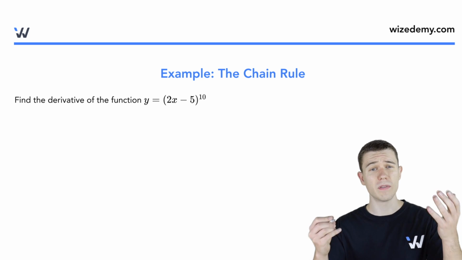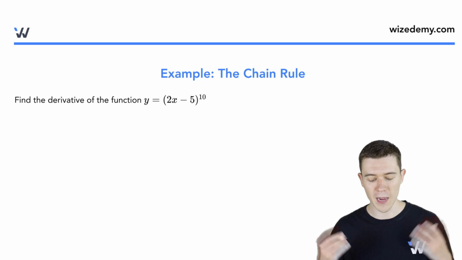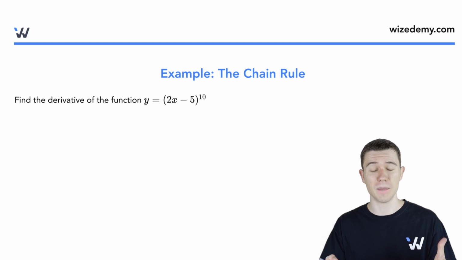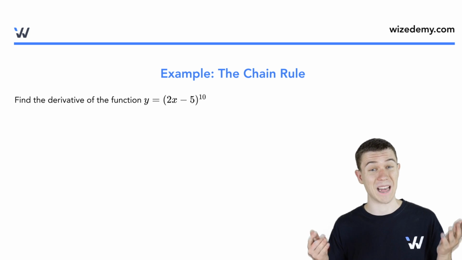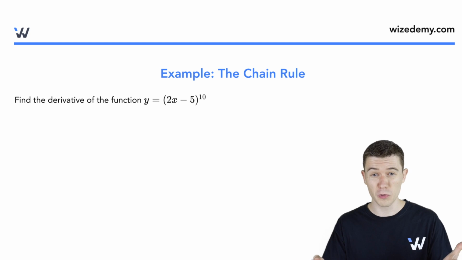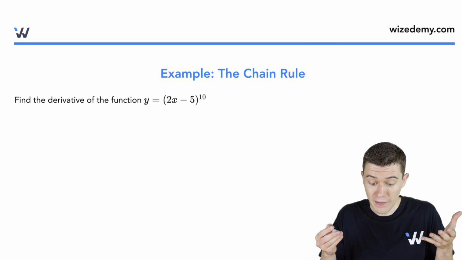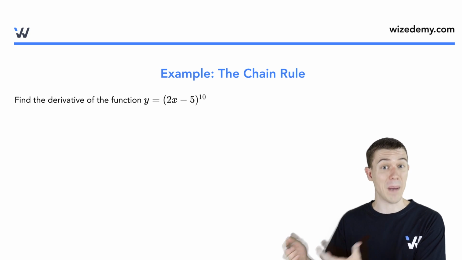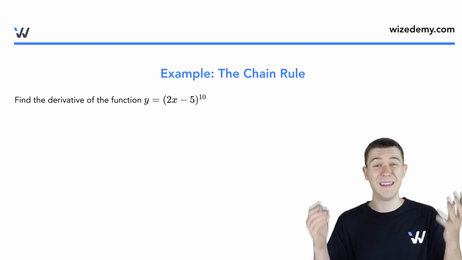We want to take the derivative of this function, 2x minus 5 to the 10th power. Now we could do this by writing 2x minus 5 times itself 10 times and using a bunch of product rules. That would take forever. You could even distribute out 2x minus 5 10 times and use the power rule a bunch, which would also be a nightmare.